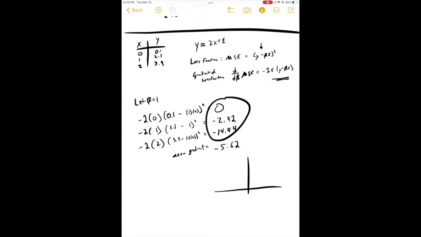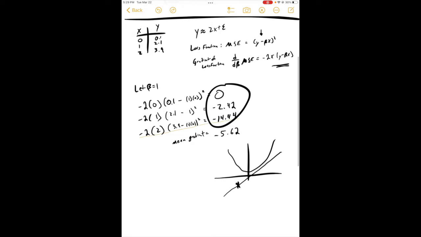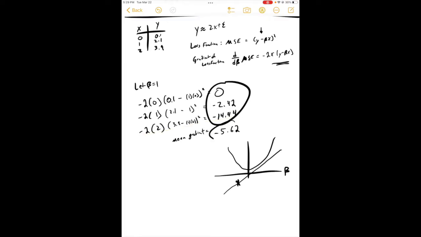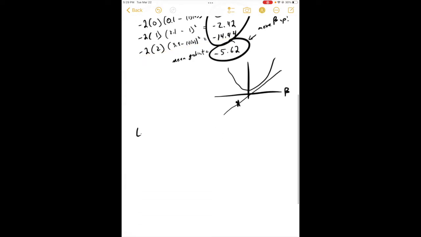Now we're operating under the assumption that the loss function here looks like this, right? Which is true because look at this, squared. It looks something like this. So the gradient here should look something like this. And what we've got is negative 5, which tells us that we're somewhere over here. And what we want to be is right there where it crosses 0. So what we need to do, this is our beta axis, we need to move beta up. This negative tells us to move beta up. So let's try beta equals 2.